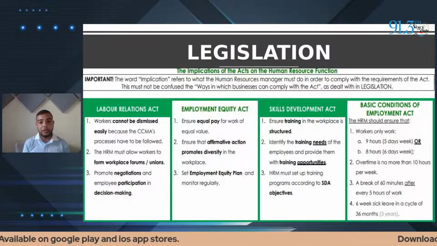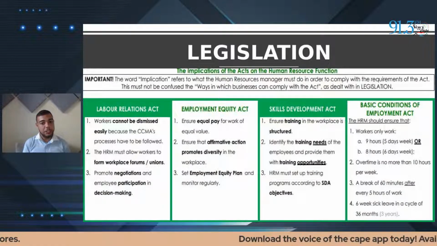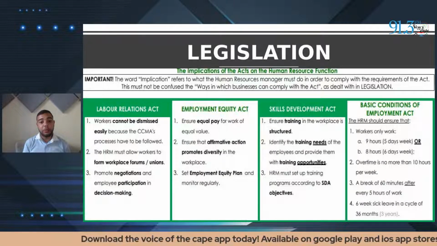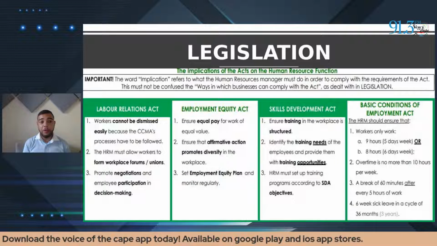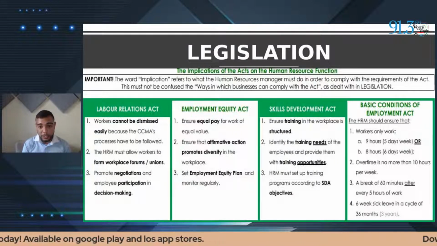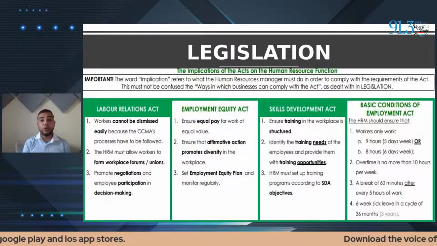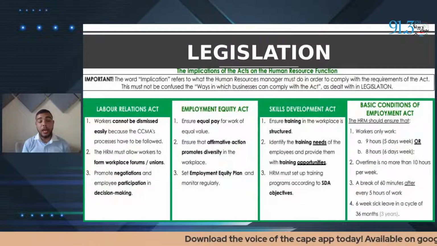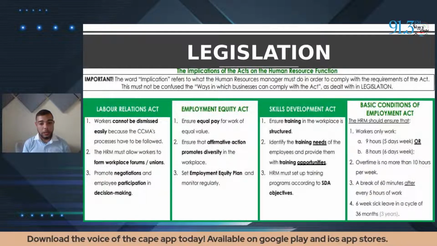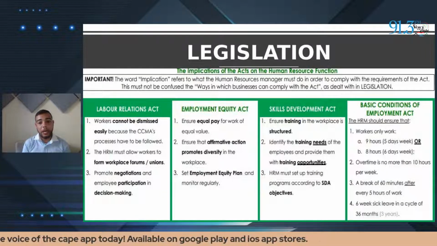Skills Development Act ensures training in the workplace is structured, identifies the training needs of the employees, and provides them with training opportunities. Very important. Once you come into a workplace, you need to be trained before you go onto the floor and do the job, because you need to understand what is going on and what you're about to do. HR or HRM must set up training programs according to the SDA objectives.